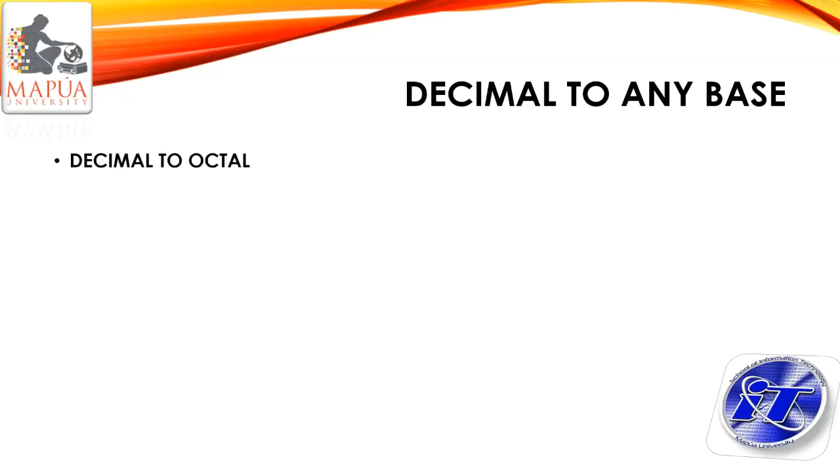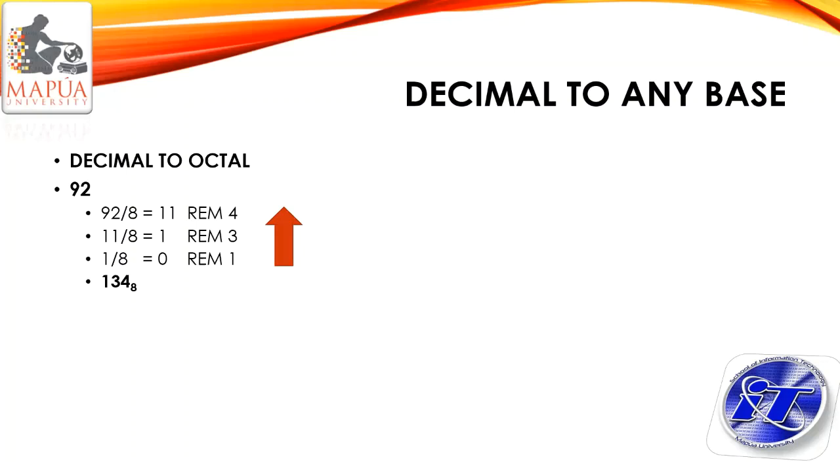Okay, now decimal to octal. So instead of base 2, now base 8, multiply by 8, or divide by 8. Given 92, we continuously divide 92 by 8. So 92 divided by 8, 11 remainder 4, 11 divided by 8, 1 remainder 3, 1 divided by 8, 0 remainder 1. Since the quotient is equivalent to 0, we stop. So now we're going to arrange the remainder from bottom to top. So we have 134 octal.